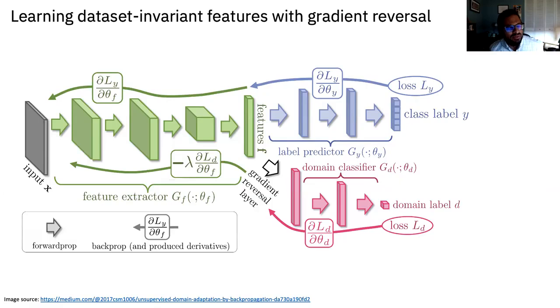Okay, so you're saying the green part will learn features that are not specific to any one data set as much as possible. Right. Okay. Yep.